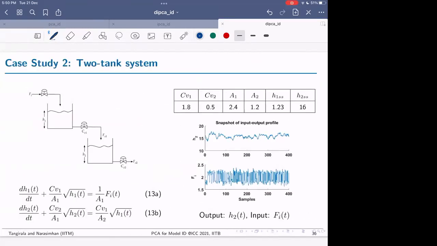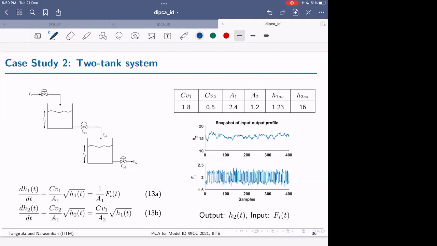Let me close my talk with a second case study, because we cannot be talking of linear systems only. The question that bothers us is what happens if I apply this DIPCA to a system closer to real systems. So we took a two-tank system. Agreed, it doesn't have very severe nonlinearities, but it has at least some nonlinearity, which comes from the valve. There's a square root nonlinearity. The governing equations and the parameters are given here.